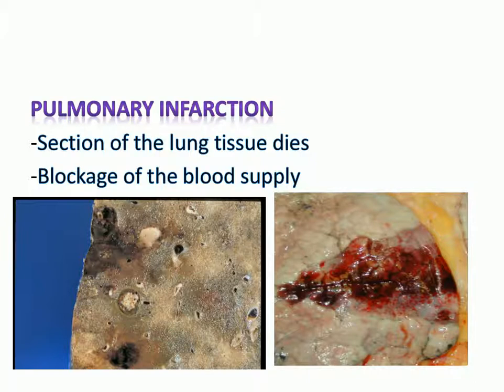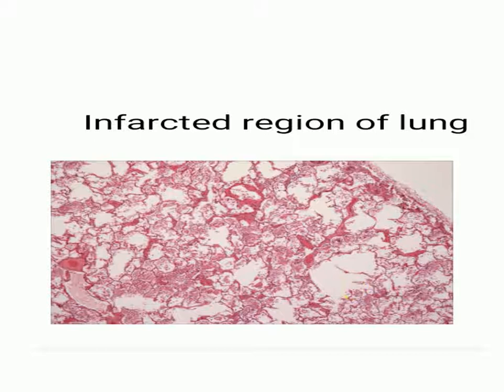As we see from these two pictures, they try to show how lung infarction presents. You see this, we call it the red infarct of the lung, and lung infarction is always a red infarct. Okay, another picture which shows the infarcted region of the lung. This is the slide that shows the infarcted region of the lung.